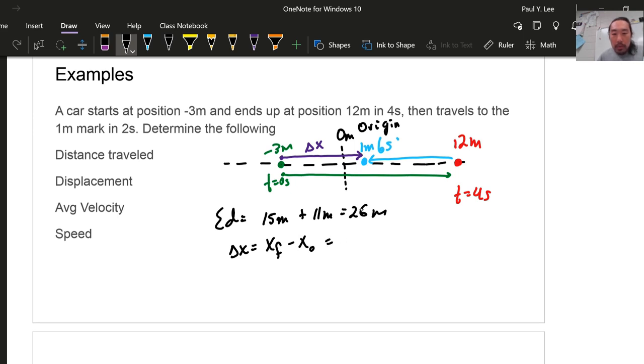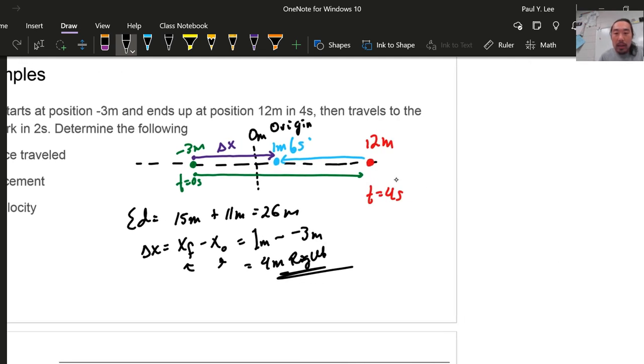And we know our final position is 1 meter, and our initial position was -3 meters. And see what I did there? I did minus -3, because we have to substitute in the formula correctly. And so 1 minus -3, we get a total of 4 meters. So the object was 4 meters to the right. That is your displacement.